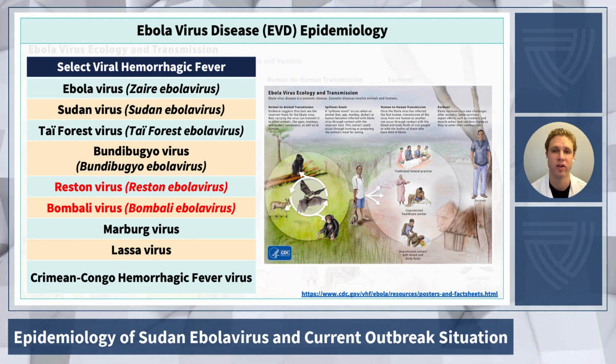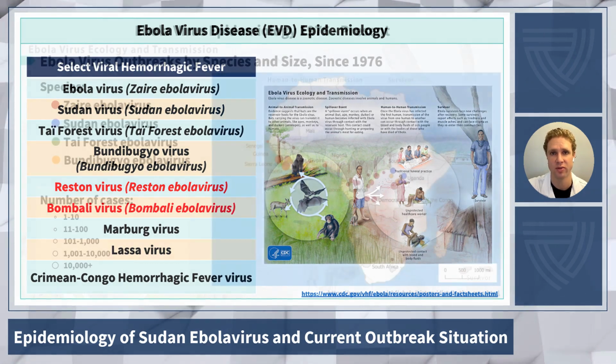We also know that Ebolavirus disease in certain parts of the body, such as the eye and the seminal fluid, can survive for long periods of time, even years. And we know this from survivors of that 2014 to 16 West African Ebola outbreak.